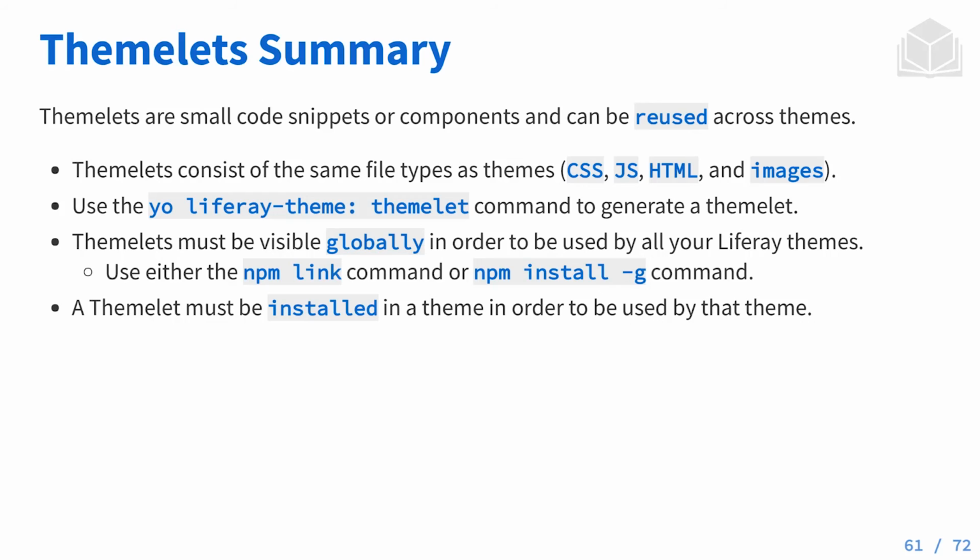All right, so to recap, themelets are small reusable pieces of code that we can plug into any of our themes. They can be comprised of CSS, HTML, or JavaScript. We can simply create these using our generator by running yo liferay-theme:themelet. Okay, so this is one of the generators available to us. Once it is created, we can make it globally visible to our themes in order to plug it in by either running npm link or npm install -g.